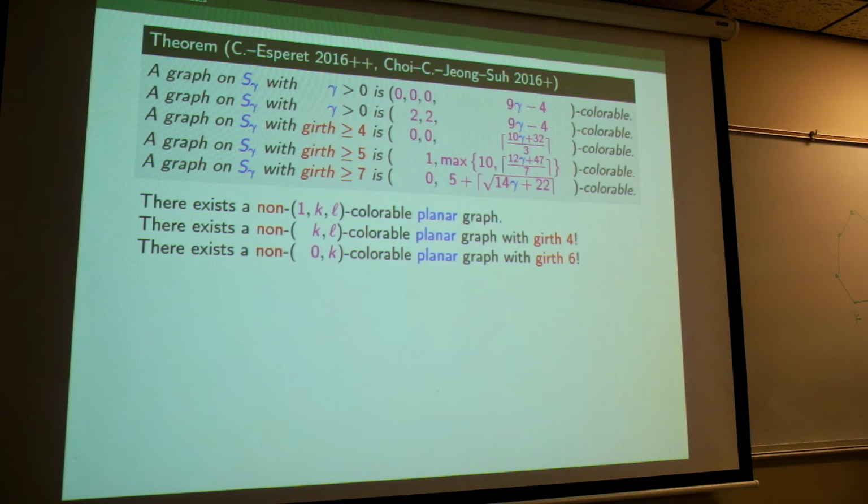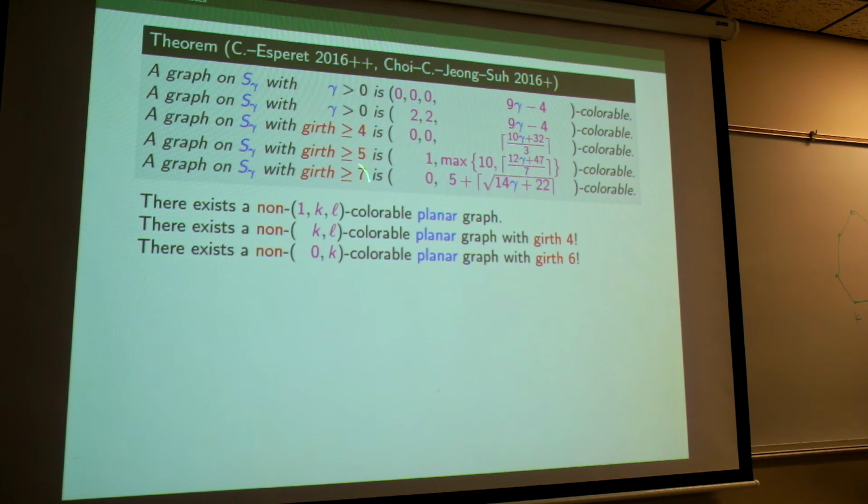And nothing happens between girth 5 and girth 6. And once you hit 7, you have 2 improvements. One improvement is you can change this 1 to 0. And the bigger improvement, I think, is the dependency on gamma, the Euler genus, which used to be linear, but now it's sublinear. It's more than sublinear, it's the square root of gamma. It's the square root of the Euler genus.